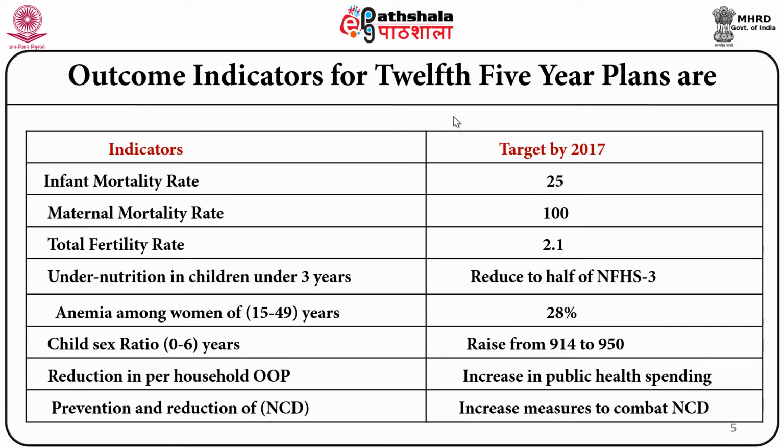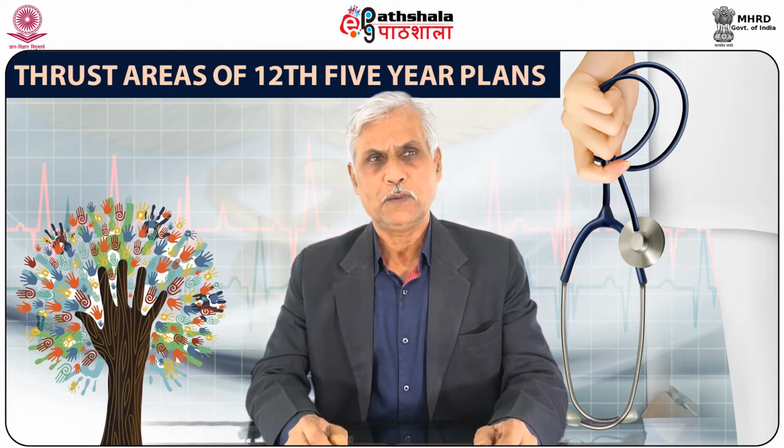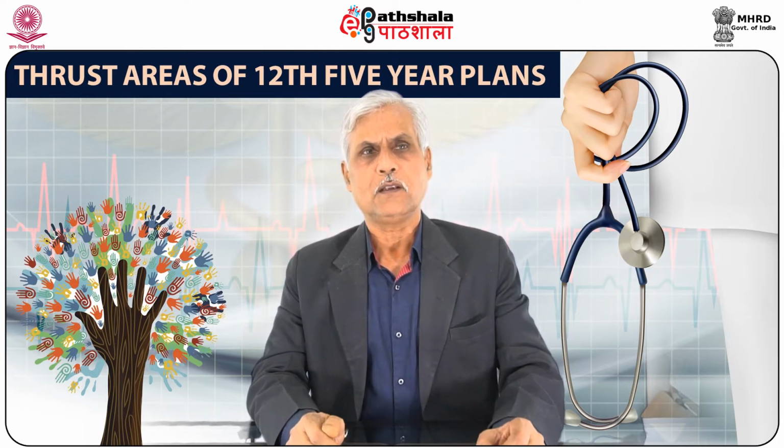The first indicator, infant mortality rate, refers to the number of infant deaths per 1,000 live births. The target set is 25 per 1,000 live births by the year 2017. Maternal mortality ratio has been set to 100 per 100,000 live births. Total fertility rate targeted to be achieved by 2017 is 2.1. It means we will be reaching replacement fertility, when one girl child will replace another girl child.